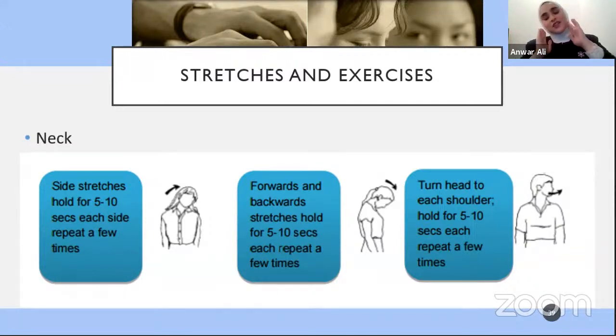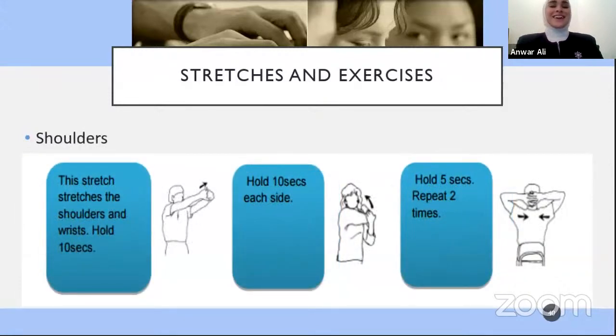For the neck, side stretches, hold for 5 to 10 seconds each side and repeat a few times. Backward and forward, 5 to 10 seconds each, repeat a few times. And then turn your head to each shoulder and hold it for 5 seconds each and repeat it a few times. So bend front, back, then to the shoulders. You'd better perform it. Okay, for the shoulders, straighten up your arm and hold it for a few seconds. And then hold that way for a few seconds as well. And then backward for 5 seconds and repeat them.